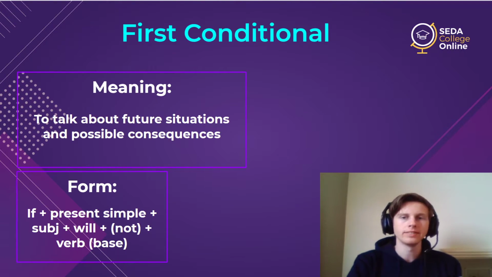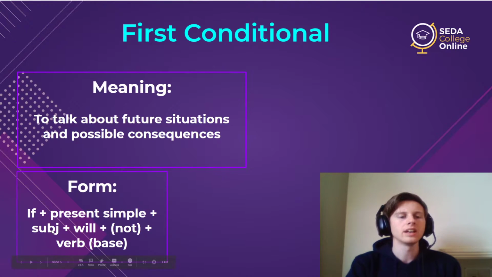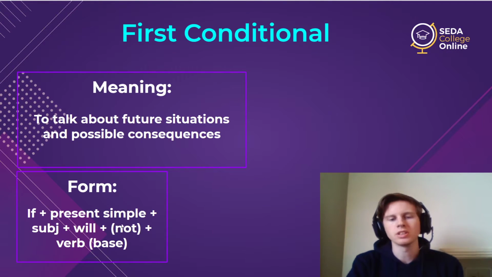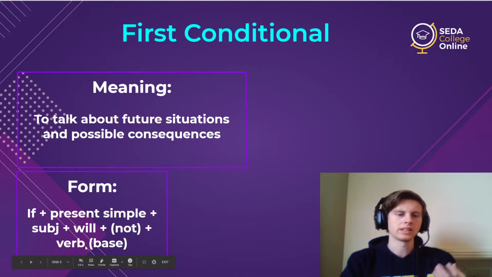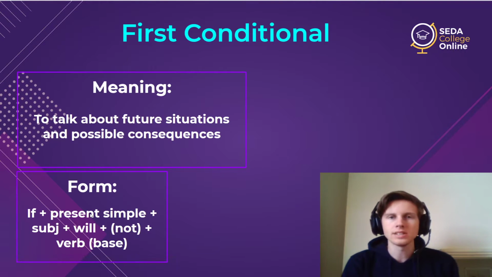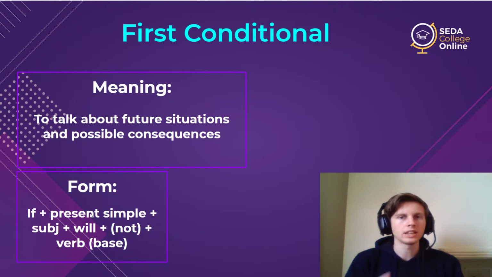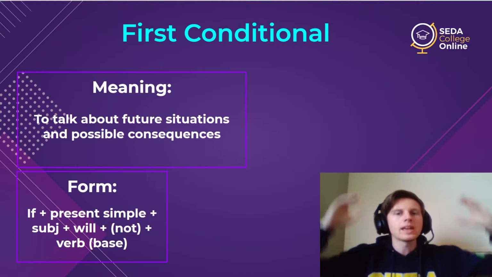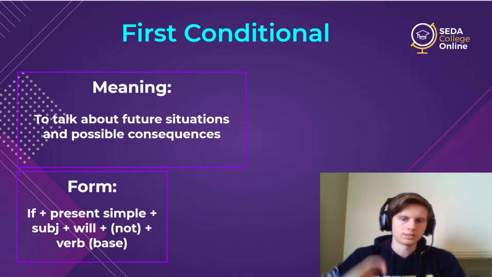So the form of a conditional sentence is if plus the present simple, and then subject plus will, and then you can say not if you need it, and then the verb in the base. So if you see if plus present simple, well, now this means we have a dependent clause. So we have one subject, one sentence here, subject will, a future tense sentence. So to make the conditional, we add a dependent clause with if. We're taking a normal future sentence, and then we add another if dependent clause.